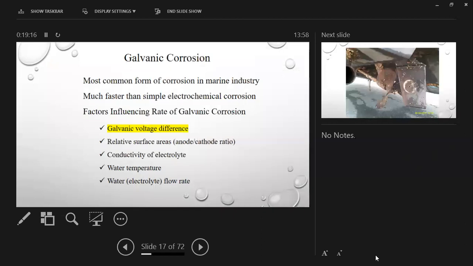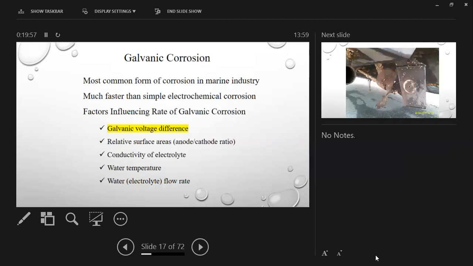Okay, now we'll get into the details of galvanic corrosion, and then how does a shore power system aggravate or cause galvanic corrosion? It's the most common corrosion in the industry. You see it everywhere. It's much faster than simple electrochemical corrosion. A mild steel plate will rust, but it will take a long time to rust to a point where the structure of the mild steel is significantly deteriorated. So galvanic corrosion drives the process with some electrical potential, so it's much faster.